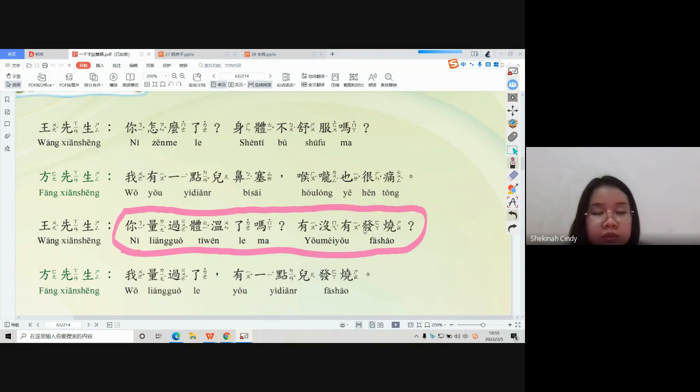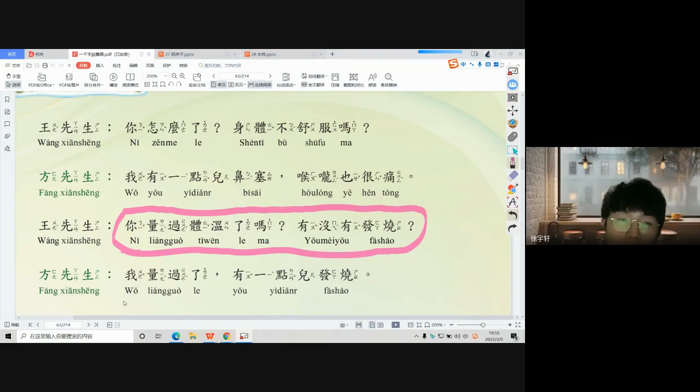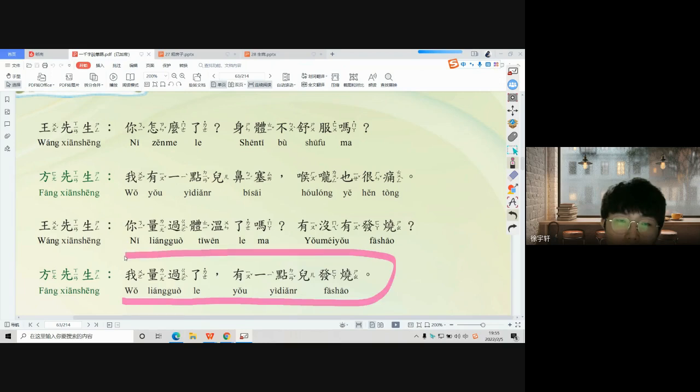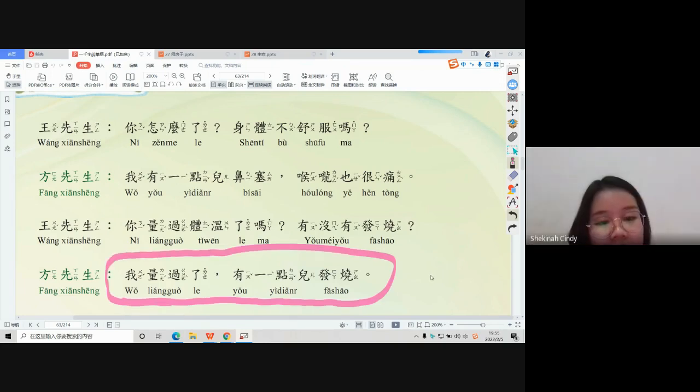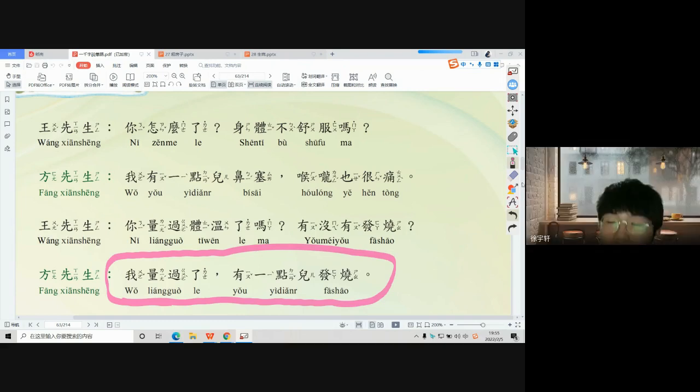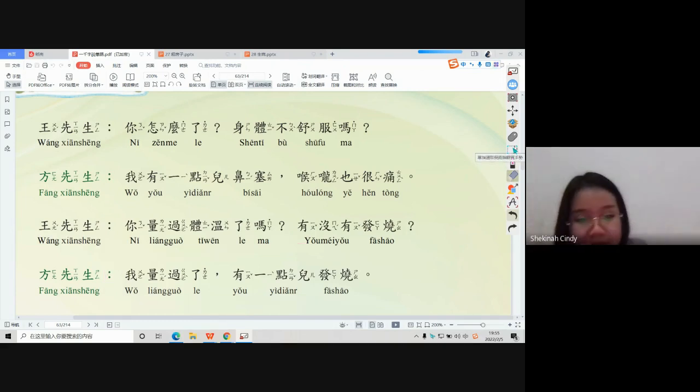Have you measured your body temperature? Yes. Do you have a fever? Yes. Try to translate this one for me, please. Yes, I have a little bit of fever. The temperature is a bit high. Yes. Okay.